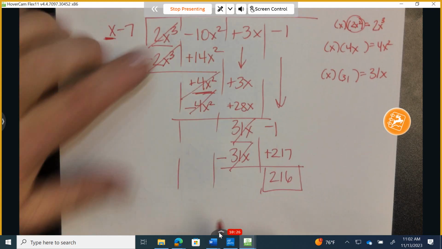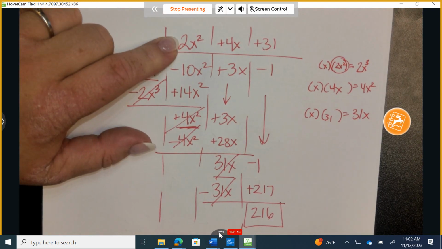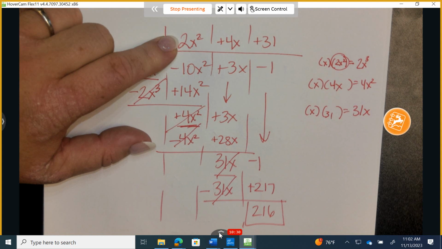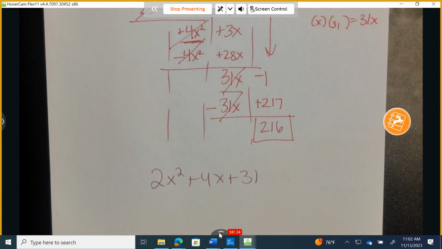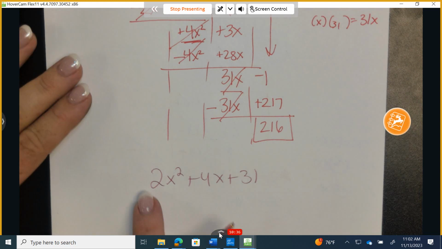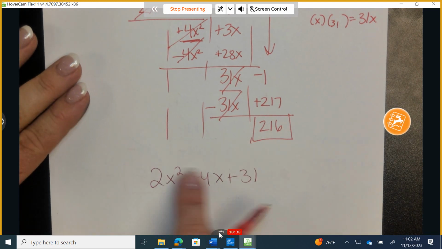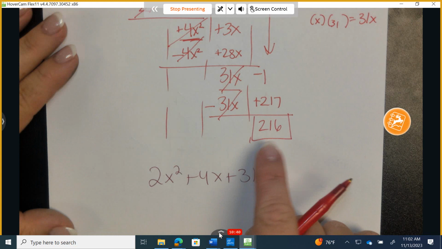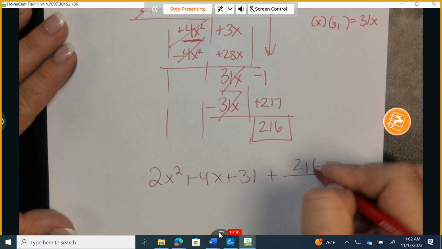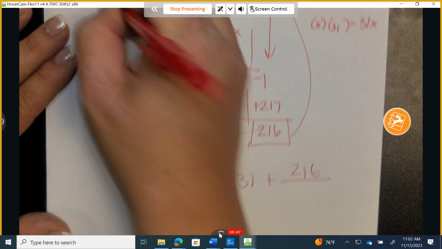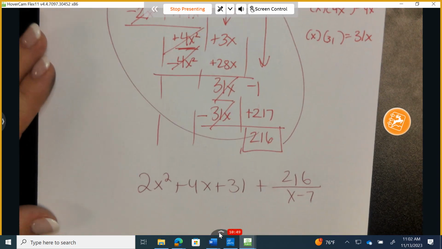Okay, ready? So we take whatever's up top. 2x squared plus 4x plus 31. I need everybody to listen. If we had a remainder of 0, we're done. I need all eyes up here. If this remainder right here was 0 for this problem, I'm done. There's nothing more I have to do. Whenever we have a remainder other than 0, this goes on top. We're going to go counterclockwise, and we pick up in the bottom is x minus 7.